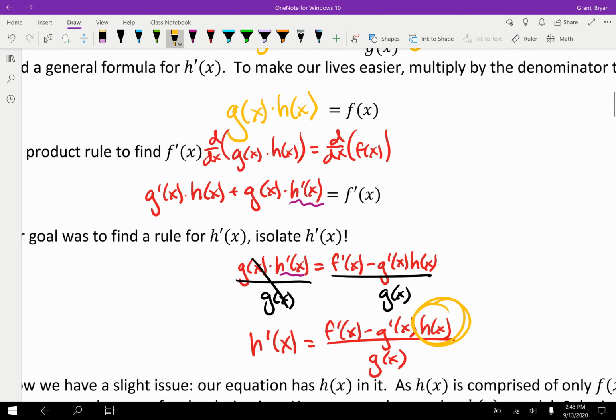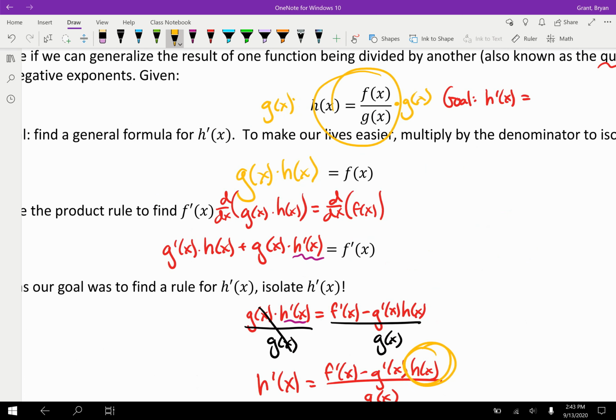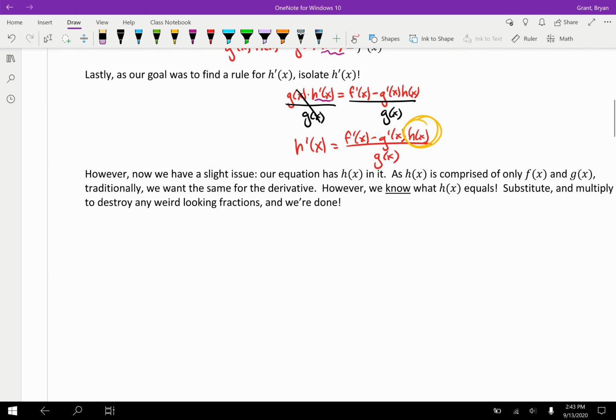I mentioned up above that when we take the derivative, we want to make sure that the right side over here only has combinations or manipulations of the functions f and g. Well, can we do that? Well, I think we actually can because we know what h of x is equal to. H of x was defined as f of x divided by g of x. So let's rewrite this and then simplify a bit.